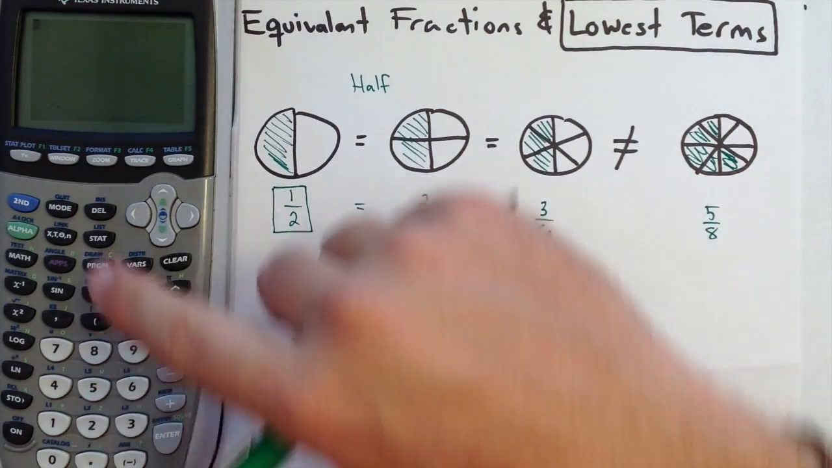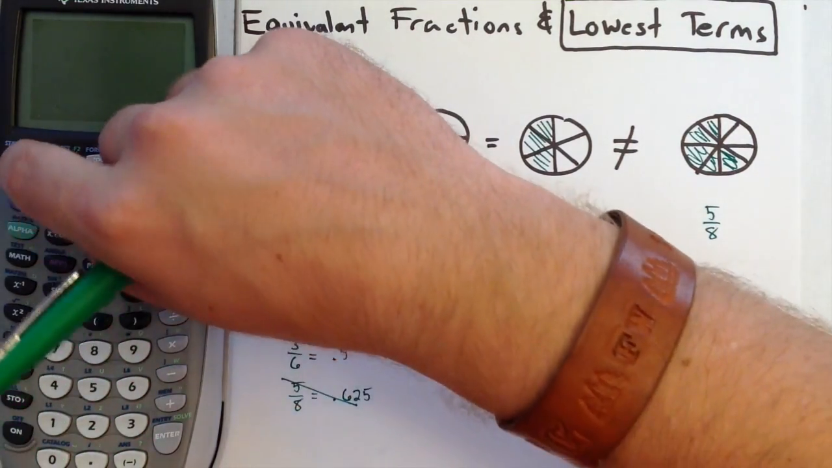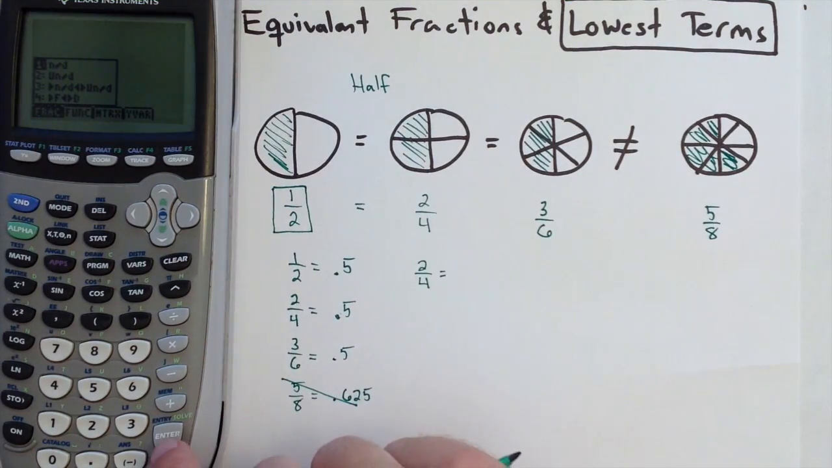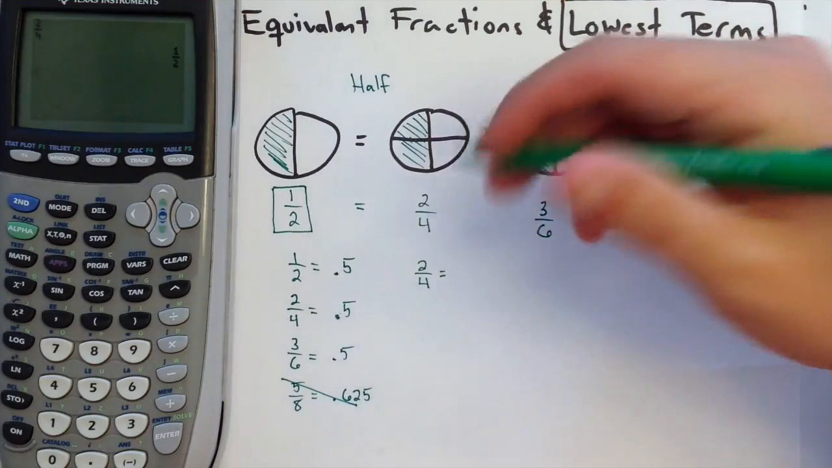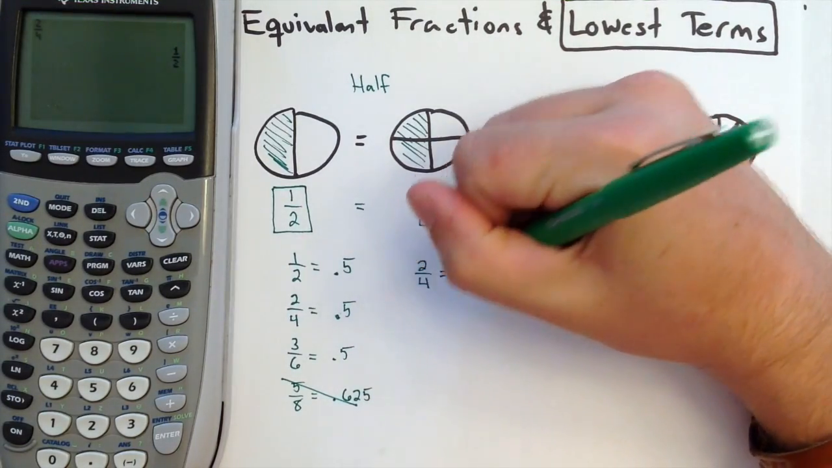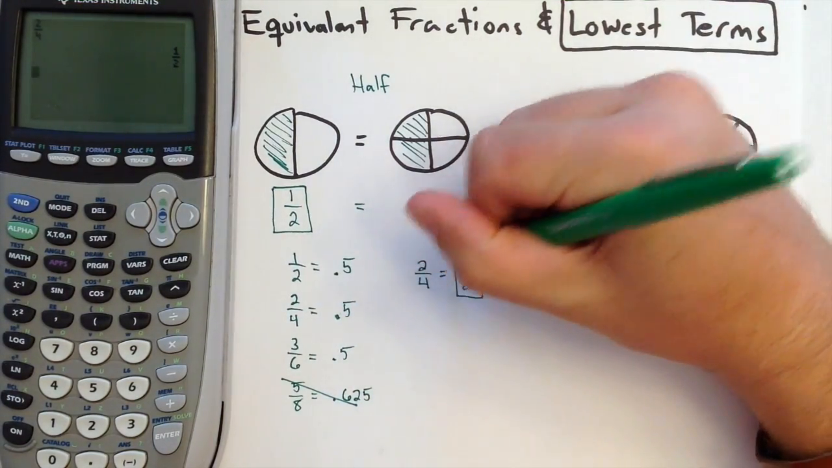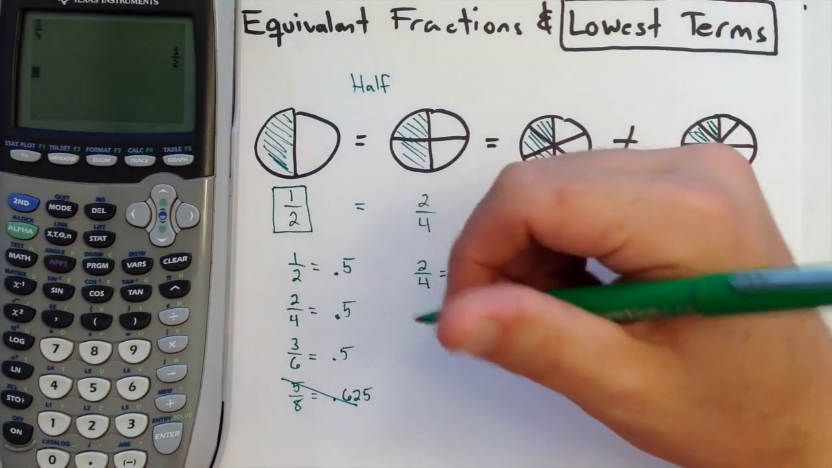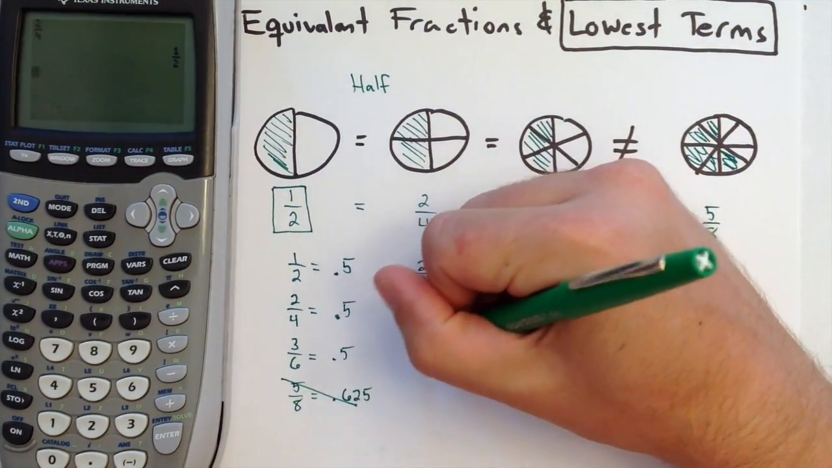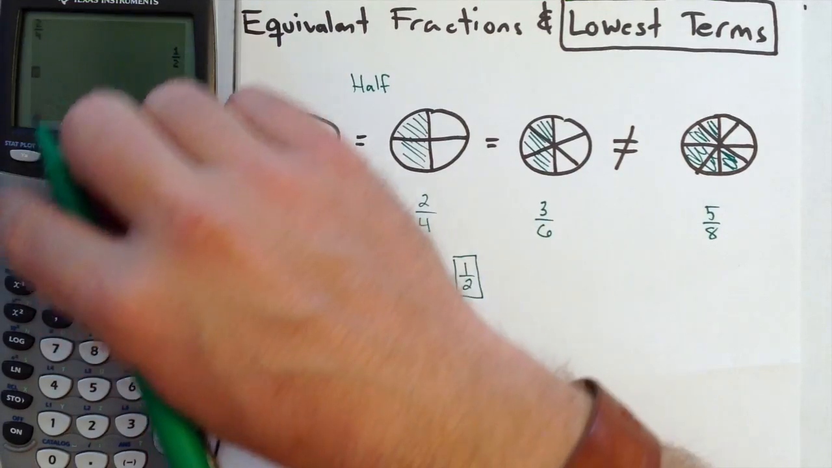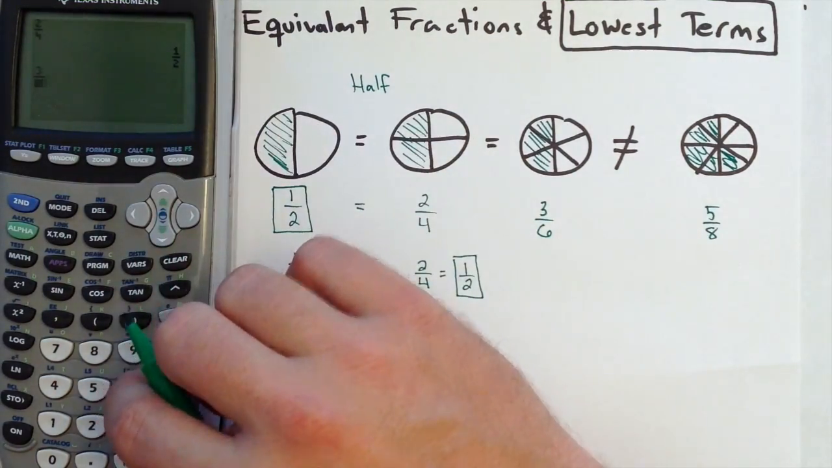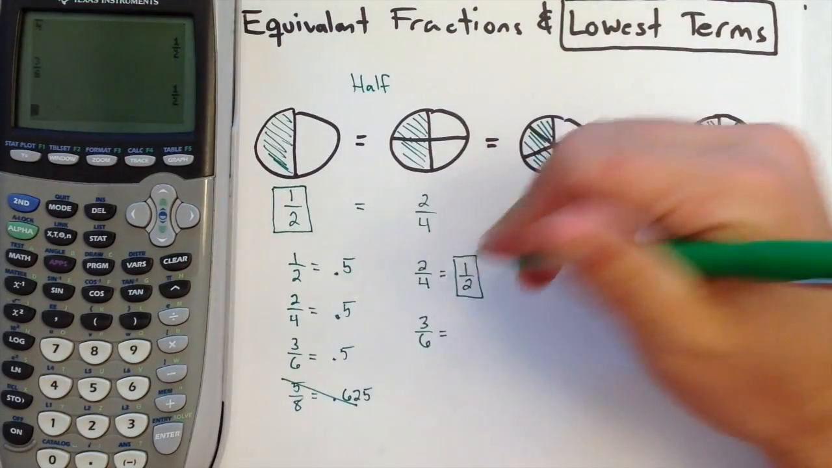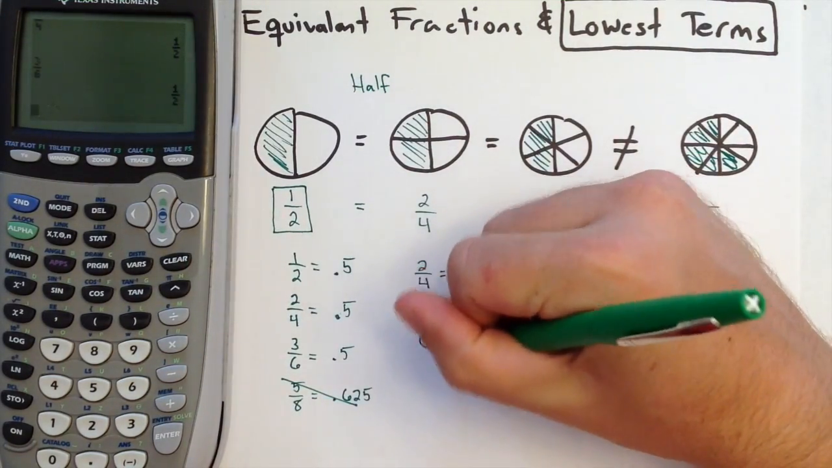I'm going to press clear. Here, if I hit alpha and y equals, we get the fraction menu. If I press enter, I can type in 2/4, press enter, and it reduces it to 1/2. This is the lowest term version of half. The same is true for 3/6. Again, alpha y equals, type in 3, down arrow, 6, right arrow, enter, and I get 1/2.